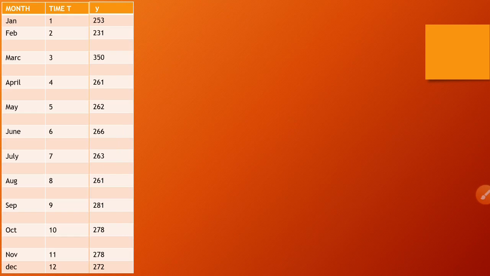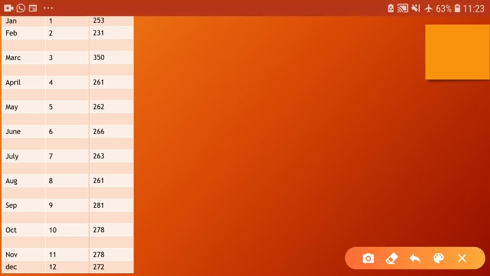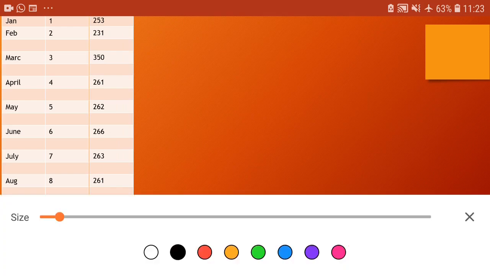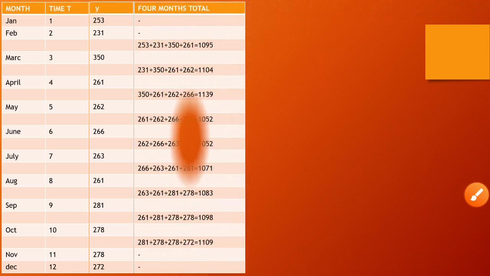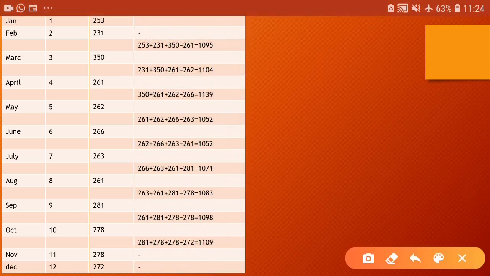Now what do you need to do? We will be writing between Feb and March. How? 253 plus 231. I told you, 2 up and 2 down: plus 350 plus 261. So 2 up, that is 253 and 231, and 2 down, 350 and 261. So let's take one by one. We have done this between Feb and March.